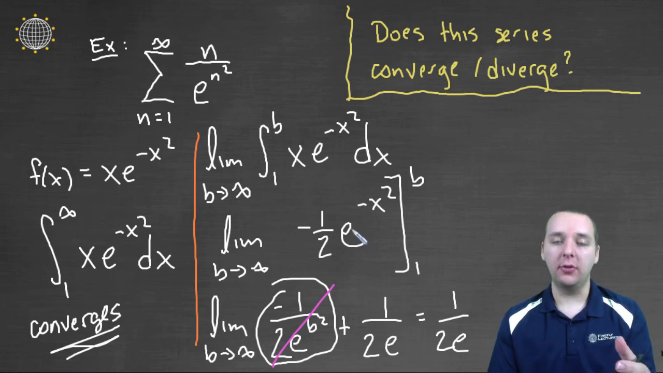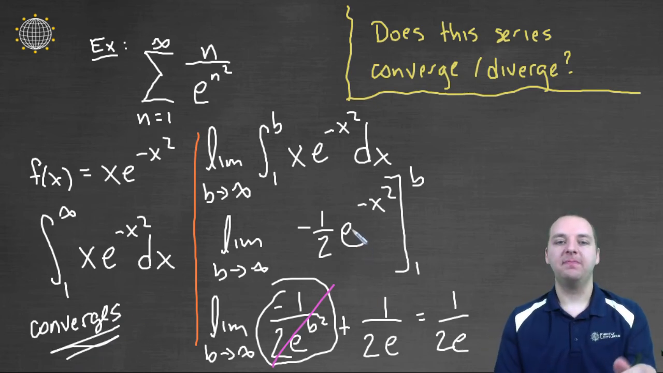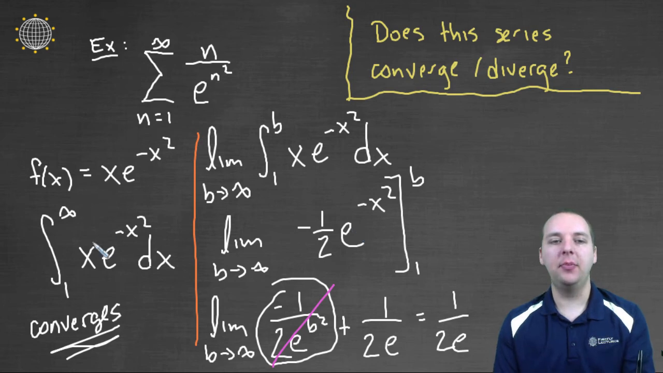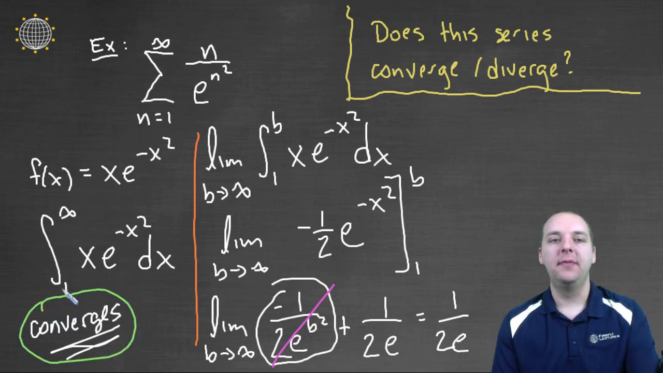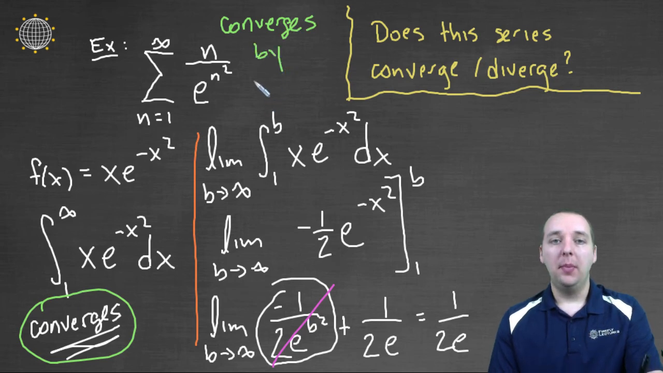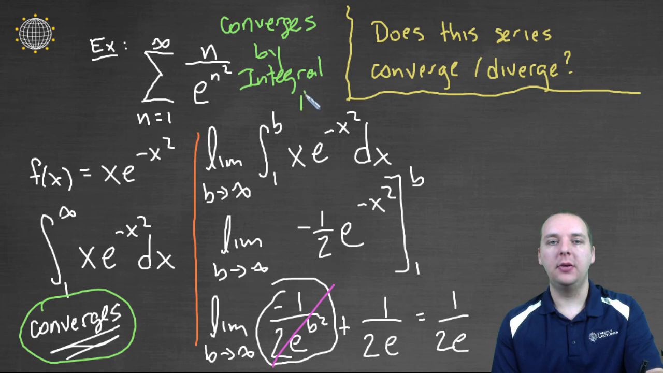Now remember, what did the integral test say? It says that if your improper integral converges, then handcuffed to it is this infinite series, and since the integral converged, so does the series. So this infinite series converges by the integral test. That's how it works.